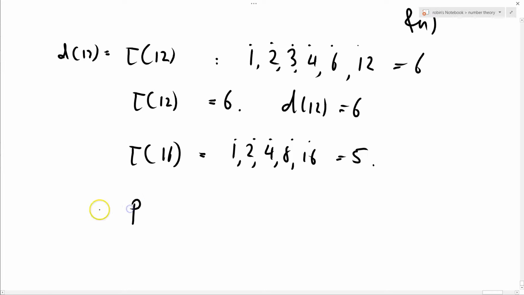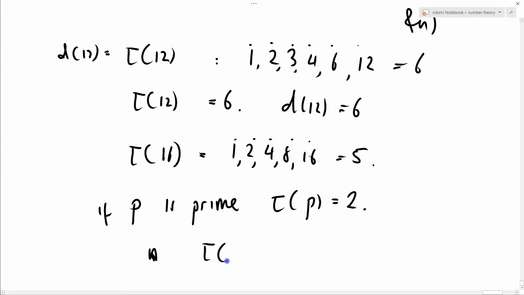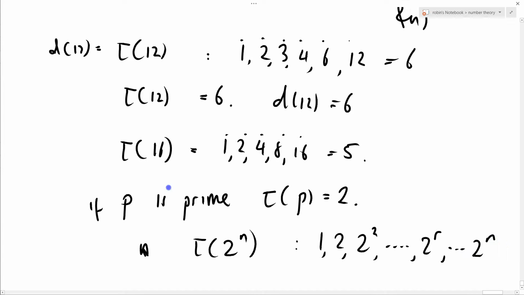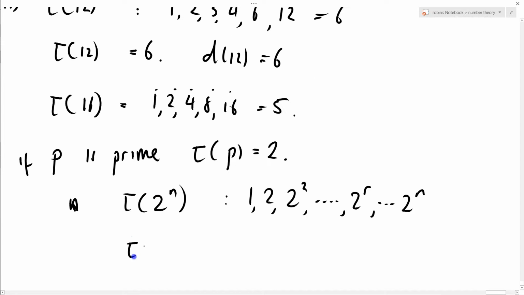If p is prime, it should be pretty obvious that tor of p equals 2. Brilliant. What about tor of 2 to the power n? Well, the numbers that go into it are 1, 2, 2 squared, 2 to the r, all the way up to 2 to the n. So there's n plus 1 of those. That's nice.